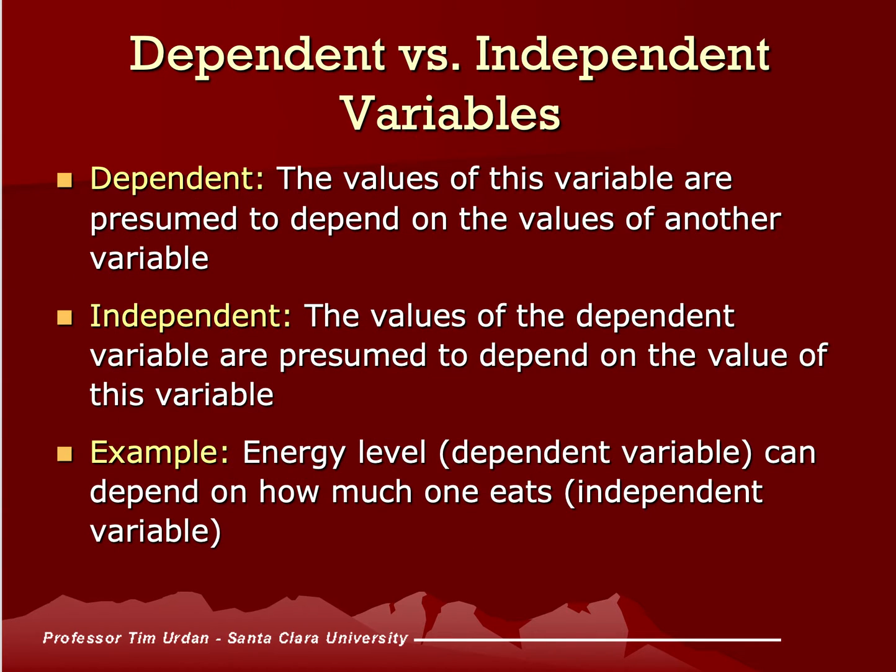Dependent and independent variables you've probably seen somewhat in other courses that are related to math. The dependent variable depends on someone else. The independent variable doesn't depend on anyone. So the independent variable is basically what am I changing or introducing to the group, and the dependent variable is what am I expecting to change based on what I introduced. So an example of this would be energy level can depend on how much you eat. In this case, energy level would be the dependent variable and how much you eat would be the independent variable.